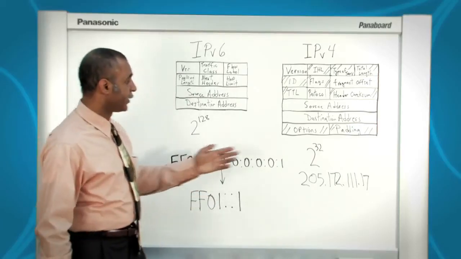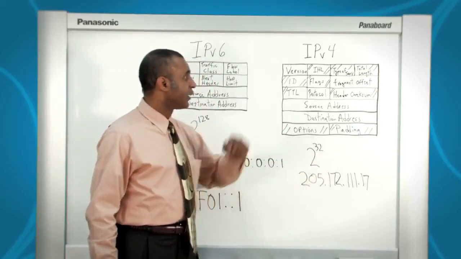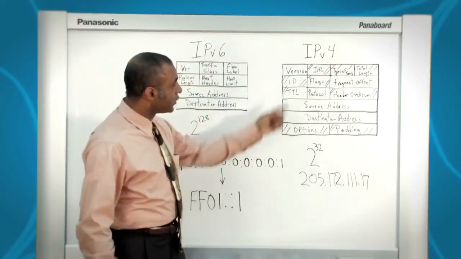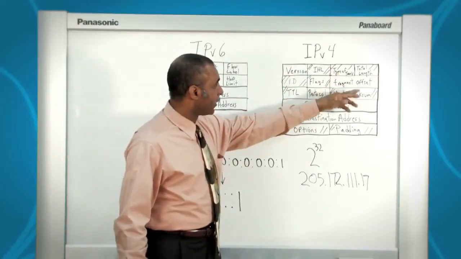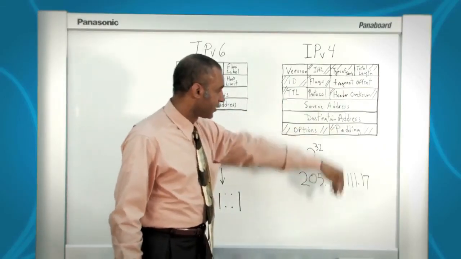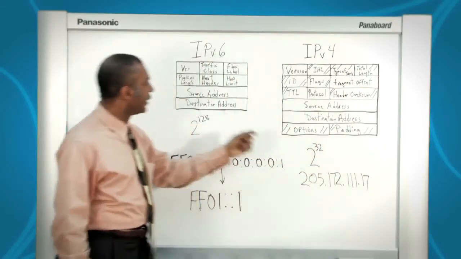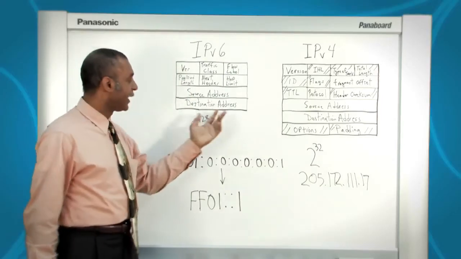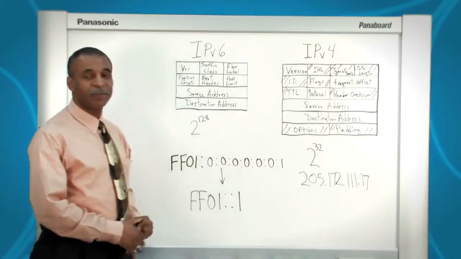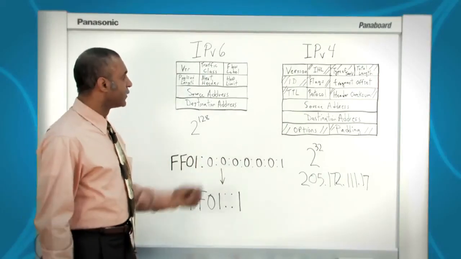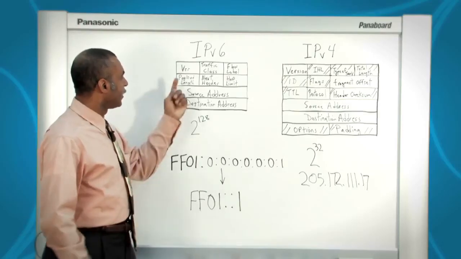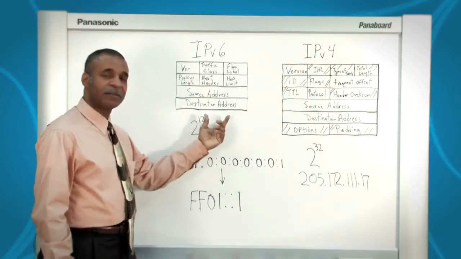It's a simpler header. This is the header for IP version 4. You can see it has quite a few fields: version, type of service, total length, ID, time to live, protocol, and such as source address, destination address. Over here, it's a simpler header in IP version 6. Some of the elements have been removed, and of course, you still need your source and destination addresses, hop limits, and things like that. But it's a simpler header.